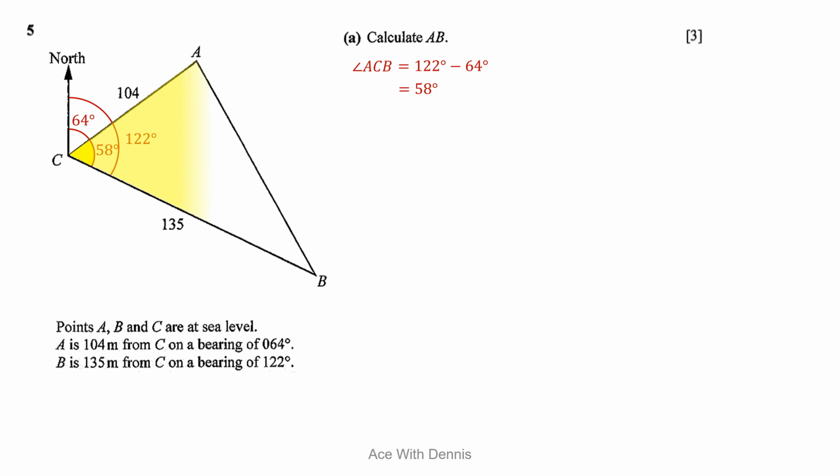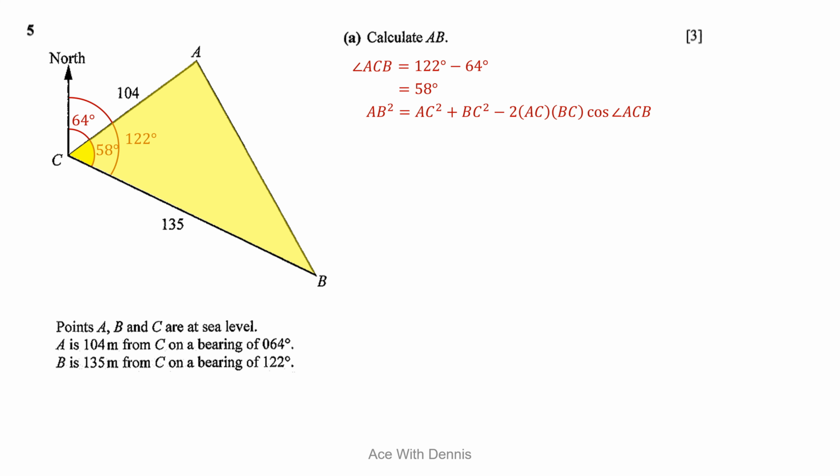And next, we need to look at this triangle ABC. From this triangle ABC, we need to find the length of AB, where, as you can see, the angle 58 degrees is in between the line AC and the line BC. So this tells us that to find the length of AB, we can use the cosine rule. If you apply the cosine rule, it will be AB squared equals AC squared plus BC squared minus 2 times AC times BC times cosine angle ACB.